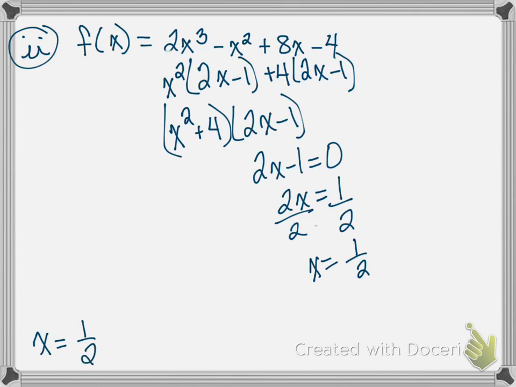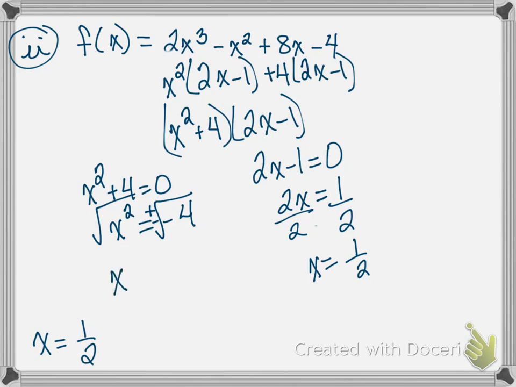When I look at x squared plus 4, I have to set that equal to 0. And when I start solving for x squared, I get x squared equals -4. I have to take the square root of both sides, and when I take the square root, I've got to add my plus or minus.